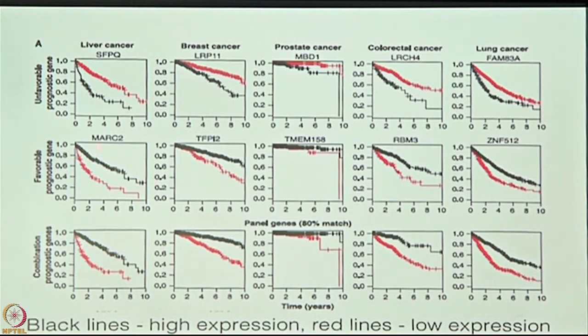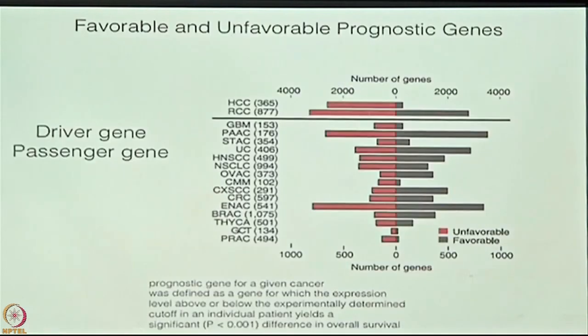If that is present, and therefore that's a favorable prognostic indicator. Finally, if you combine with a panel, that's what you get. Let me put it in a different way. The number of prognostic genes were classified into favorable and unfavorable, as I just told you.